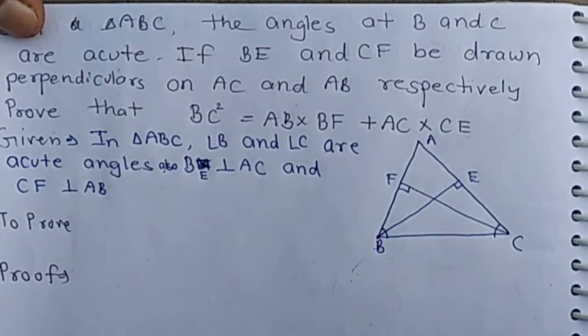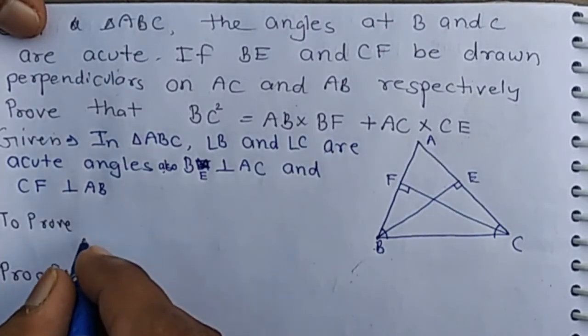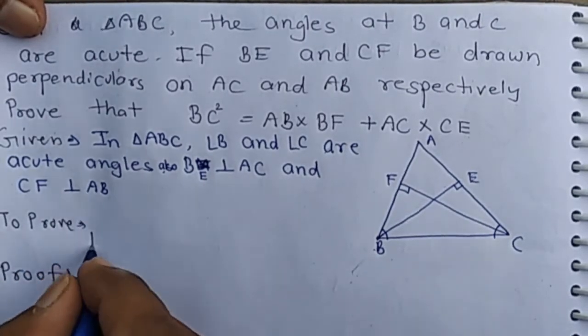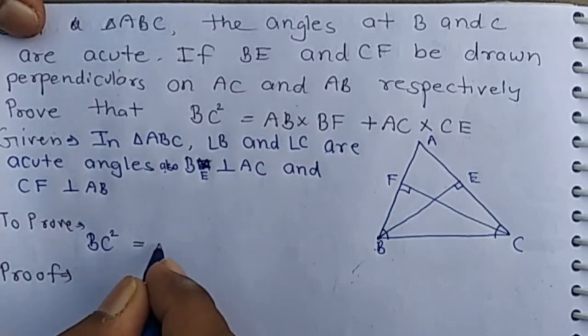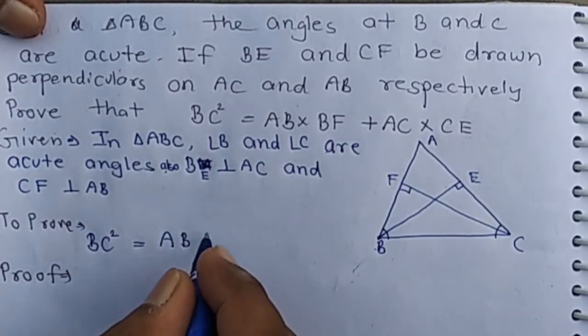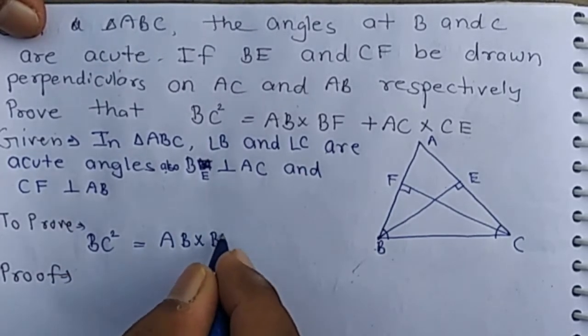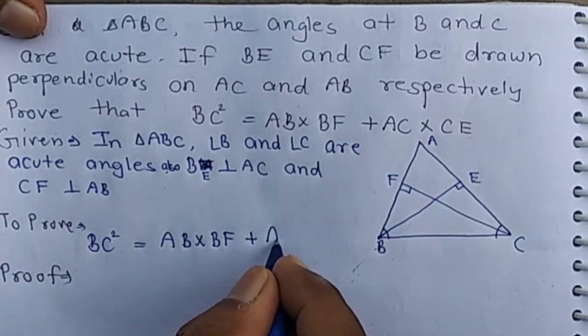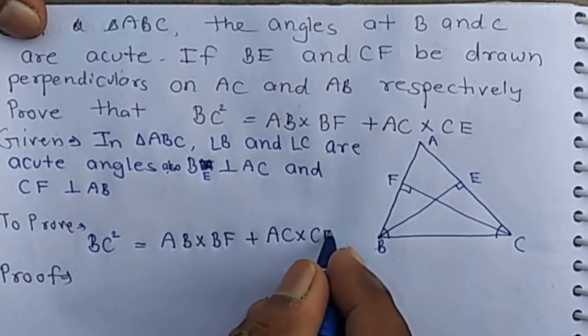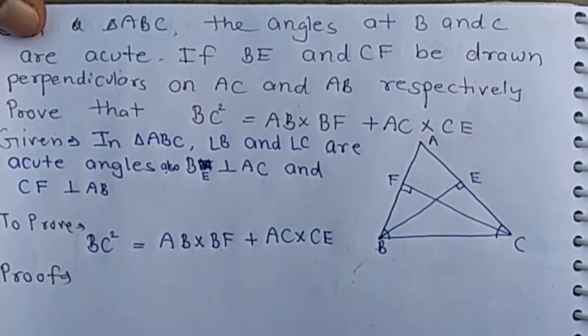It is given. Now to prove BC square equal AB into BF plus AC into CE. We have to prove this relation.